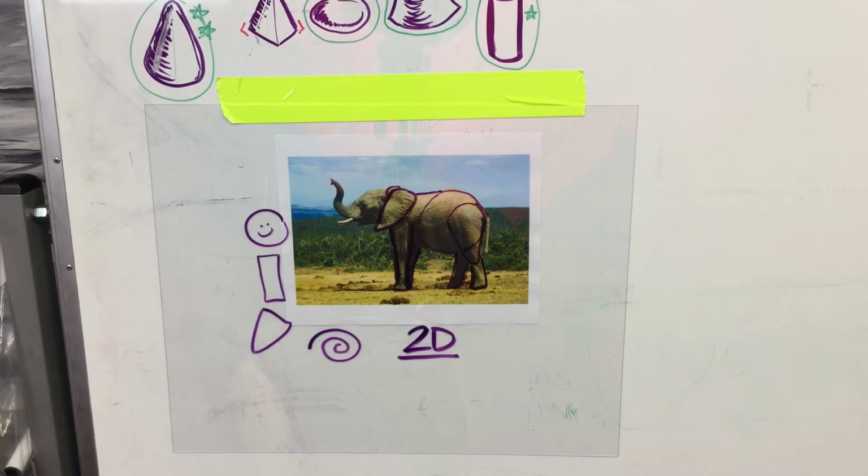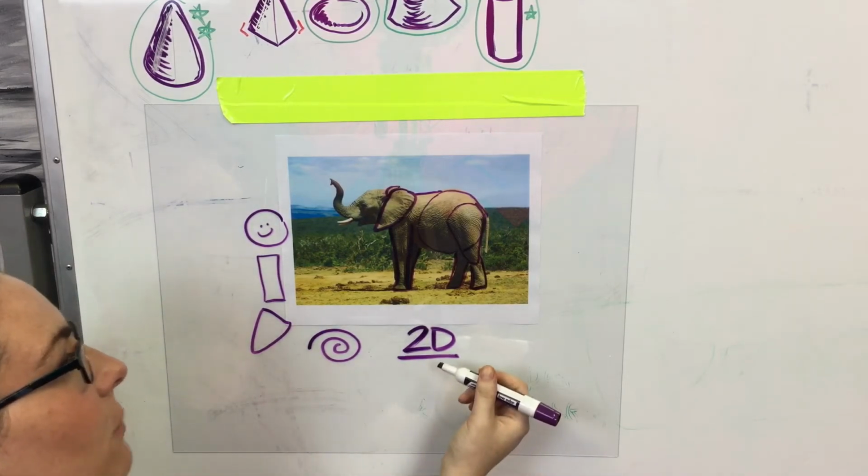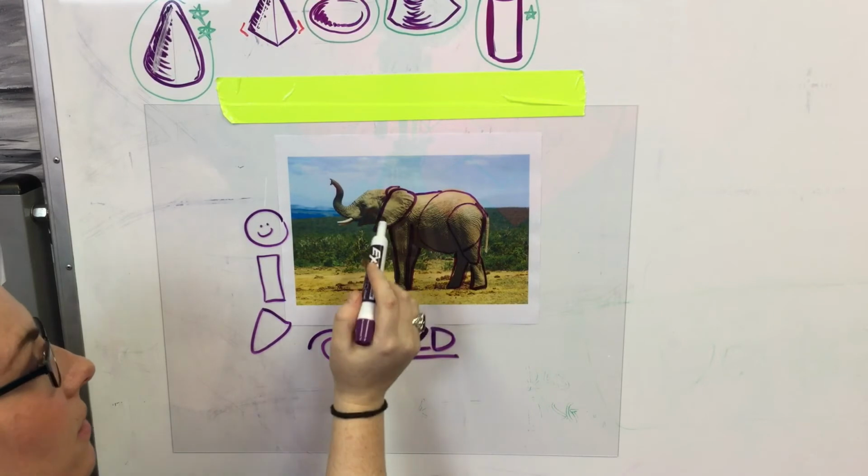Do you see the shapes popping out? Isn't that interesting? And that little technique will help you identify shapes easier. So if you're somebody who has a hard time with that, go ahead and use that technique.